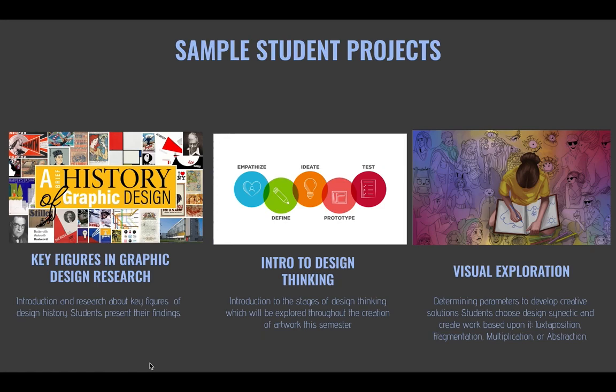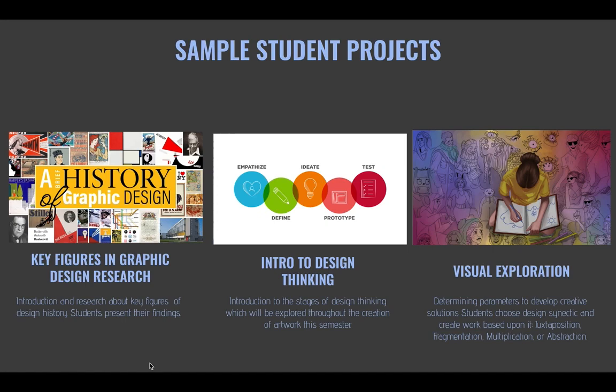First, we begin this semester looking at some key figures in graphic design and letting the students do some research, choosing artists of interest after looking through a list of key figures throughout graphic design history. Then we do an introduction into design thinking and the framework of that. We'll be using that throughout the semester in the creation of our artwork. From there, we jump into a series of exploration projects, beginning with our visual exploration. This will help determine parameters to develop creative solutions.